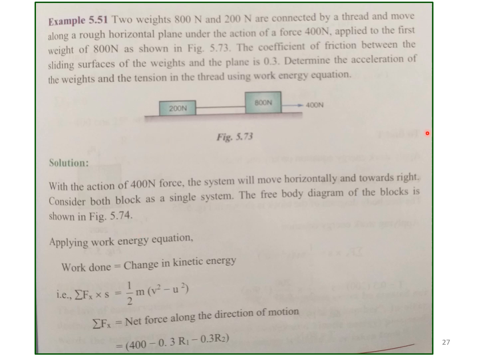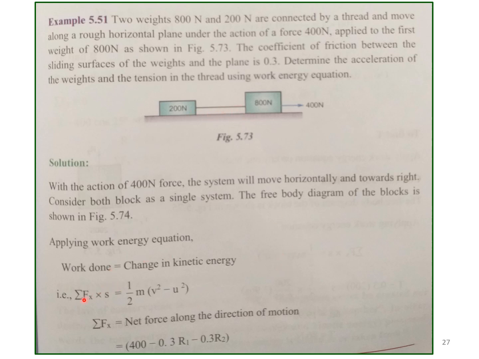Now we have another simple problem. You have two blocks which are resting on a horizontal plane. You have an applied force of 400 Newton. The self weight of this block is 800 Newton. The self weight of this block is 200 Newton. And the coefficient of friction is given as 0.3. You have to determine the acceleration of the blocks, and also find the tension in the thread which is connected.